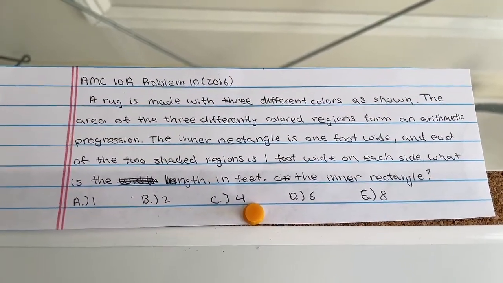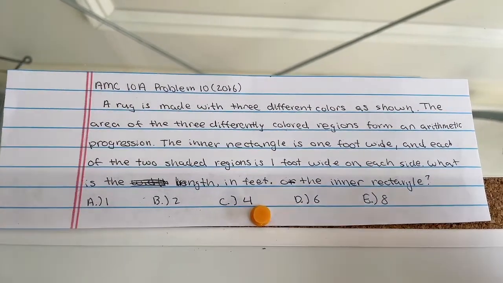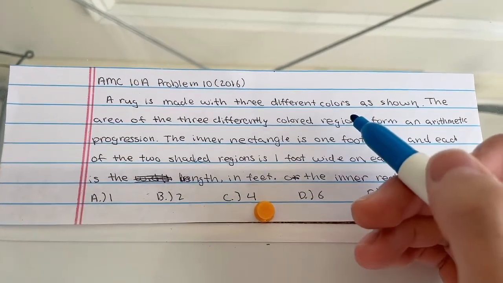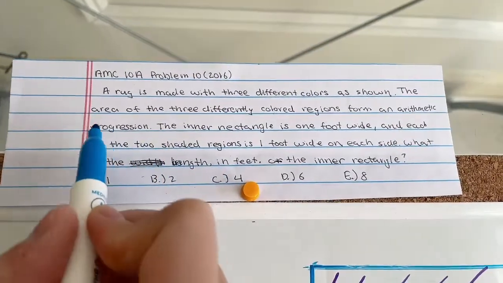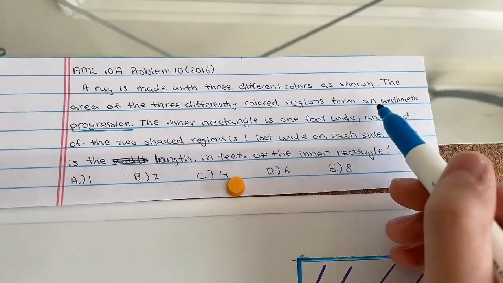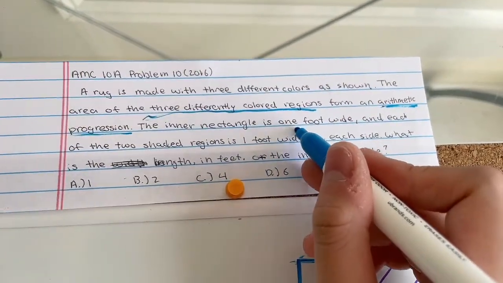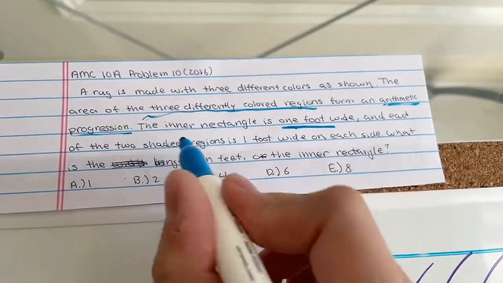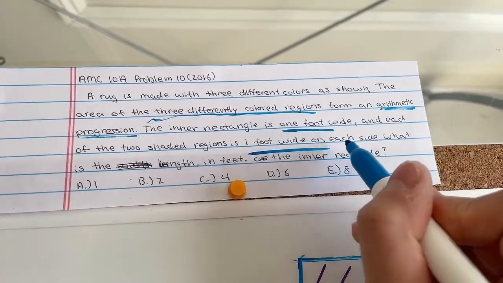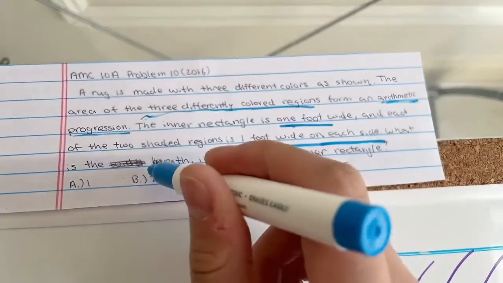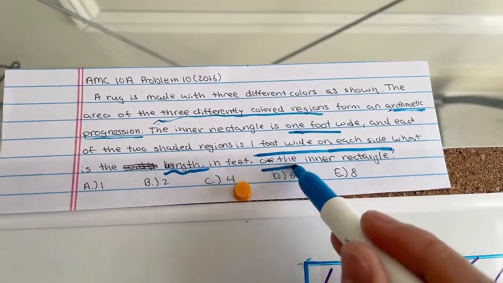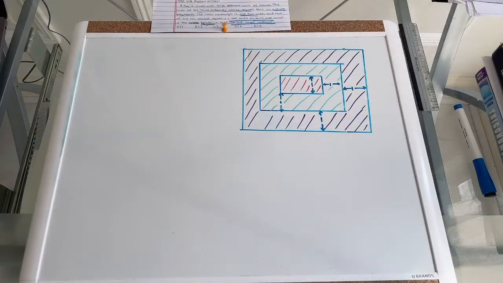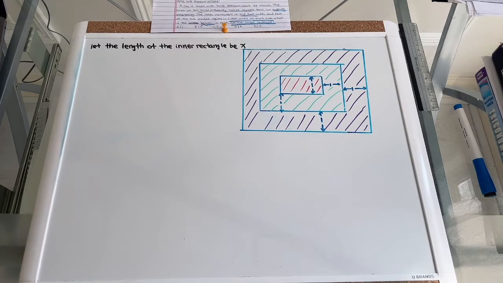So let's mark out some keywords. Well, this is made with three different colored regions and they form an arithmetic progression. The inner rectangle is 1 foot wide and each of the two shaded regions is 1 foot wide on each side. And it is asking you the length of the inner rectangle. To solve this, we can first let the length of the inner rectangle be x. And that is what we will be trying to solve.